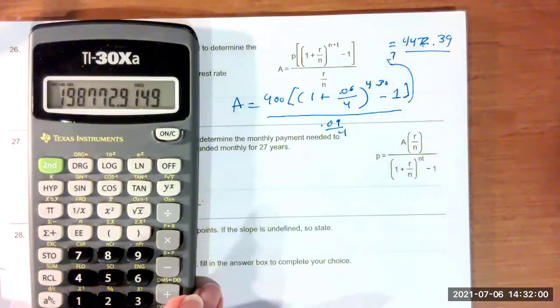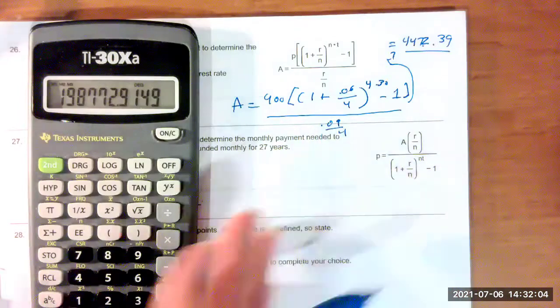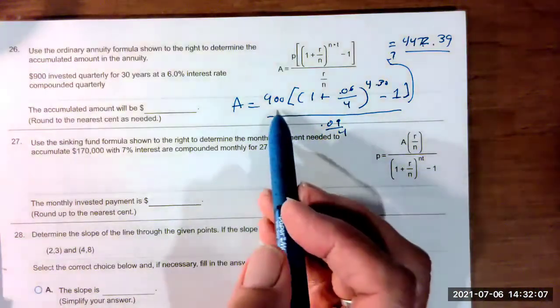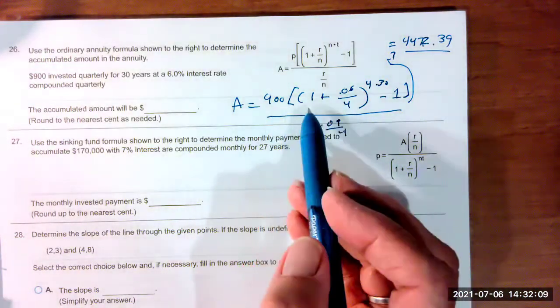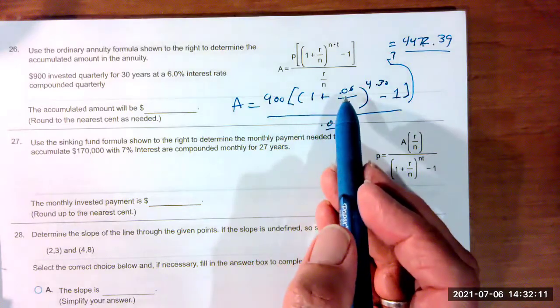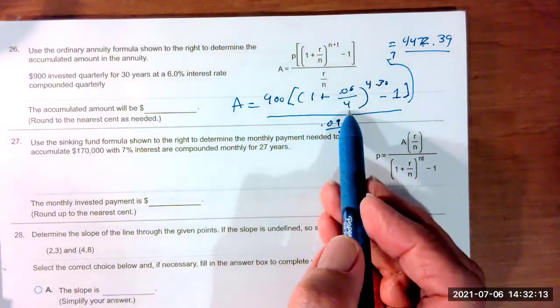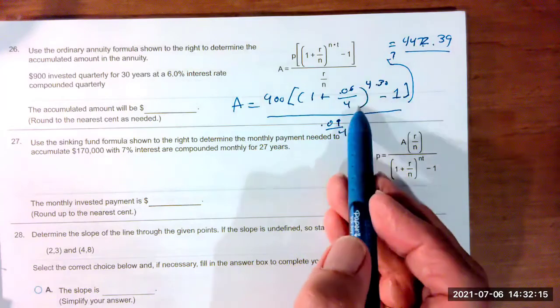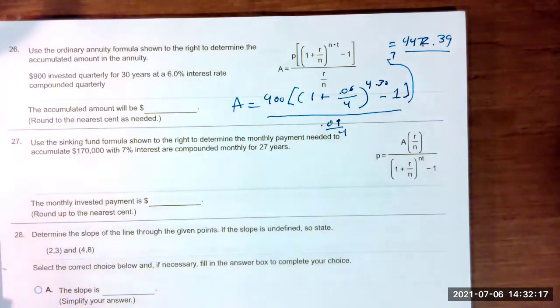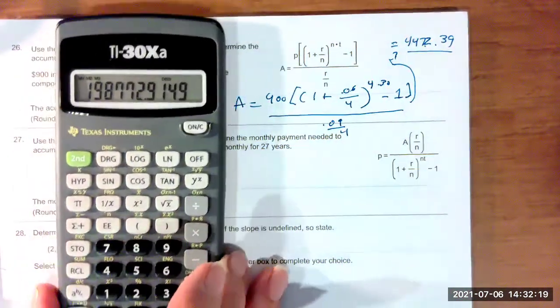Let me check my answers here. It's not correct. Let me go back for a second. Somewhere I've made a mistake. All right, let's double check here. 1 plus, should be a little bit more than that. So 900, 1 plus R over N, compounded quarterly. 4 times 30 is 120, minus 1. Okay, let's try it again. And I'm going to store this time because somehow I made a mistake.